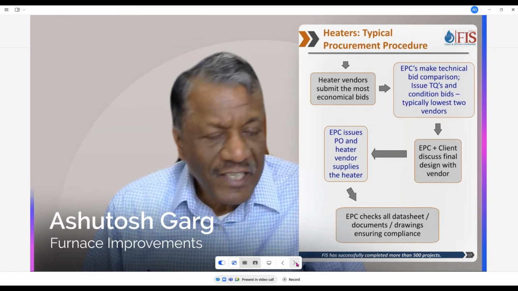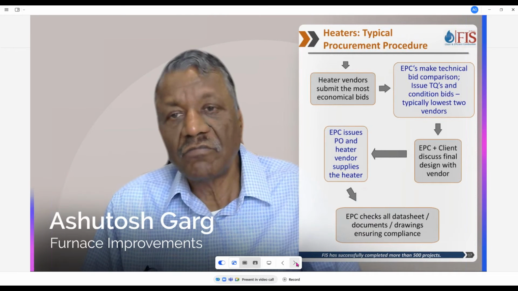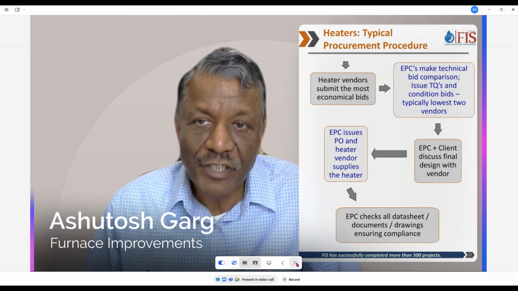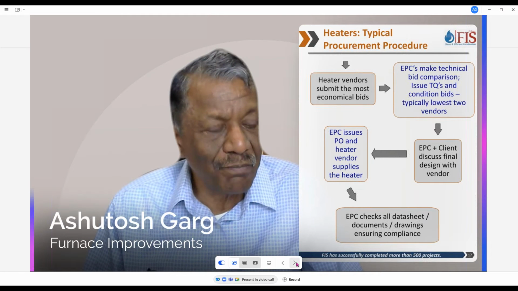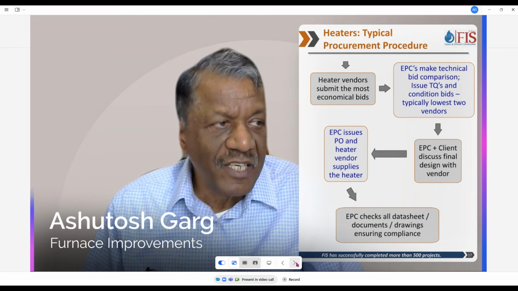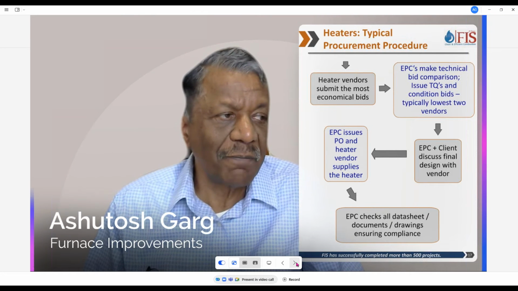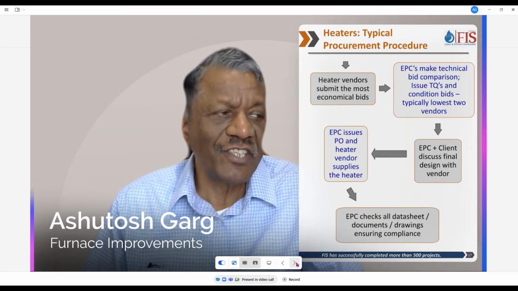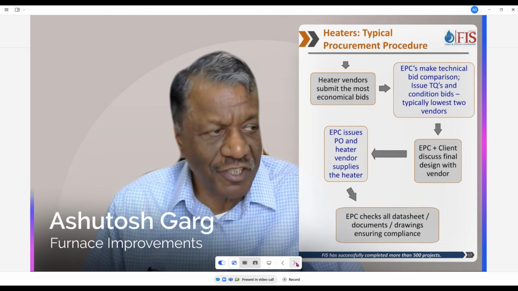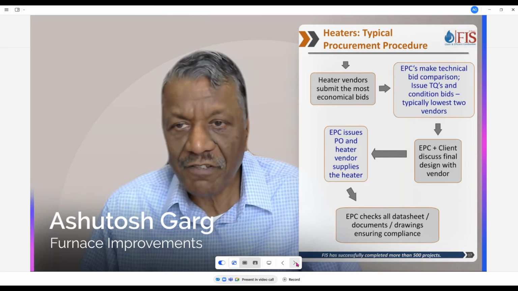Anyway, finally, they make a technical comparison, they issue TQs, and they select the lowest bid in consultation with the client. And they issue a heater inquiry, and the heater vendor supplies the heater. EPC checks all data sheets, documents, fabrication drawings to ensure compliance.